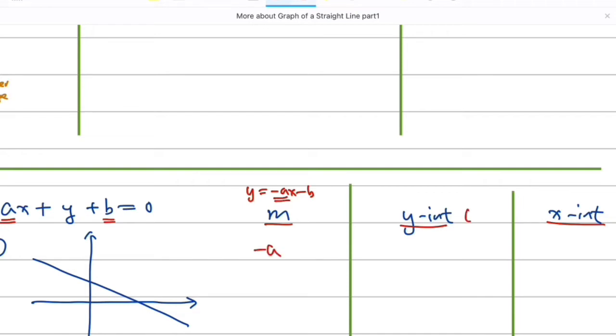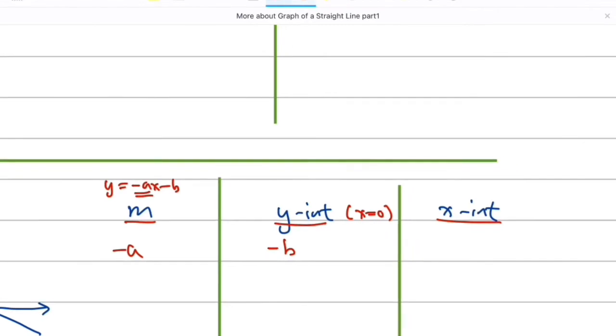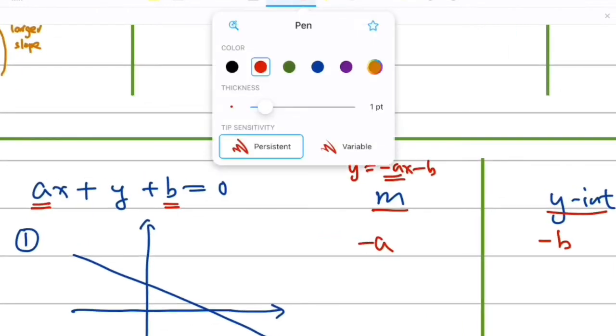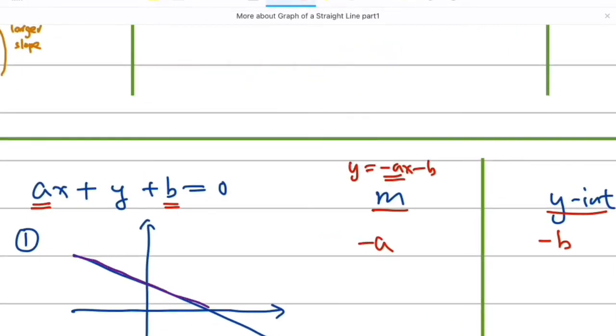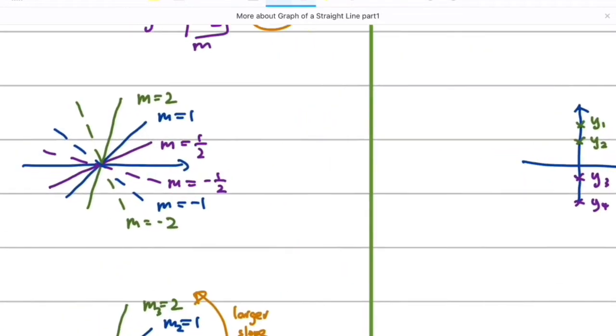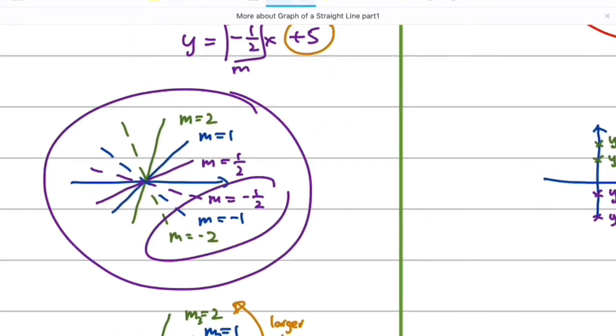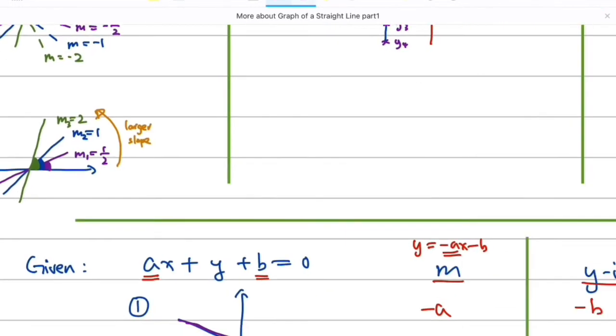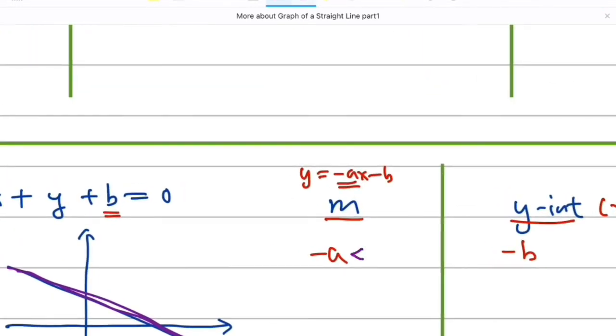While for the y-intercept, we put x as 0, and from the calculation you get the y-intercept being negative b. Finally, for the x-intercept, we put y as 0. We get the x-intercept being negative b over a. Next, we need to be able to tell whether the slope, the y-intercept, and the x-intercept are positive or negative. As the straight line is inclining in this direction, from the summary above, you can see that it should be a negative slope. Therefore, negative a should be smaller than 0. And then we can deduce that a should be greater than 0.